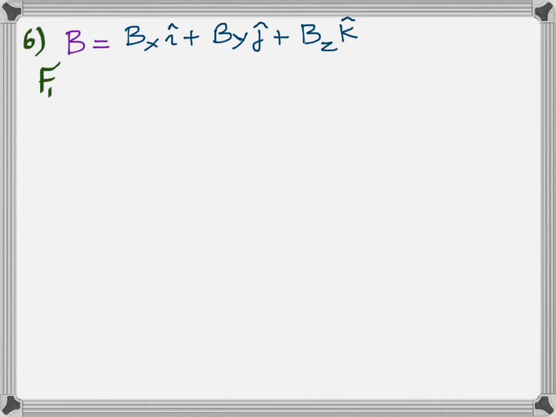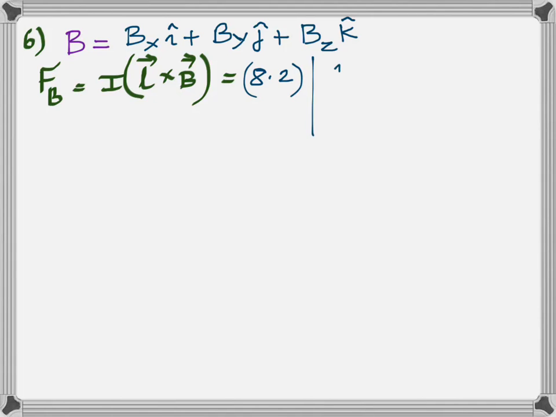The formula is q v cross B, so you've got to take the cross product here in both cases. B is assumed to be Bx i plus By j plus Bz k, which are its components along the x, y, and z axis. And the force is I L cross B, so the current is 8.2. Now this is how you take the cross product, i j k. And it's lying along the positive x-axis, so it's L i.